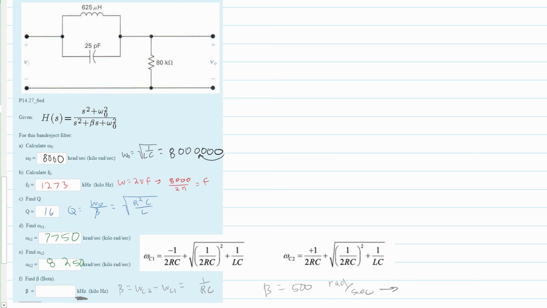So this is going to become, and we're going to use this formula right here, we have omega equal to 2 pi f. It's going to become 500 divided by 2 pi, and that's equal to f. If we do this, we're going to get approximately 80 kilohertz for our beta. That's how you go about looking at this problem. It's a band reject filter in parallel form.